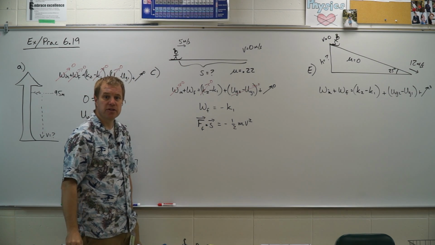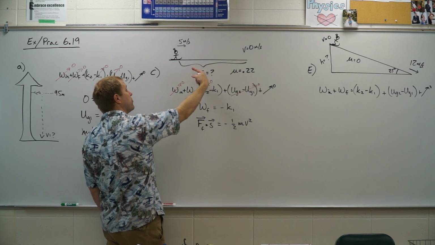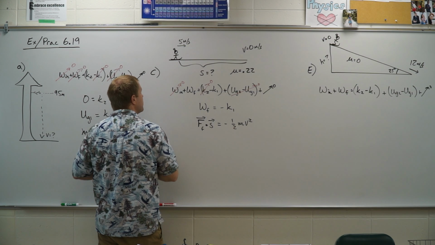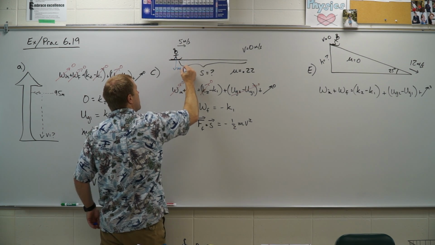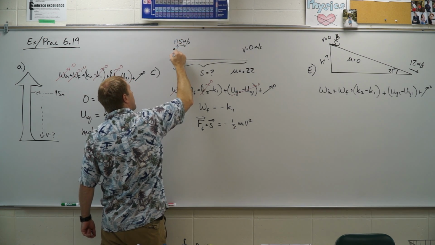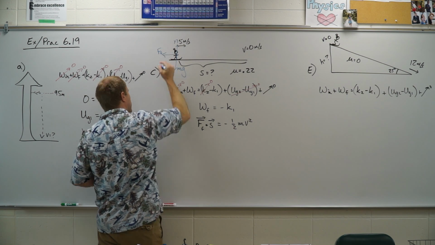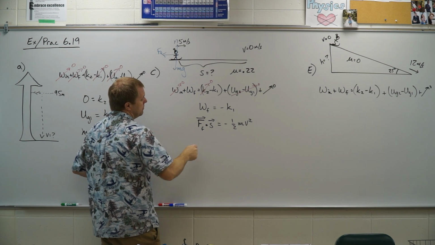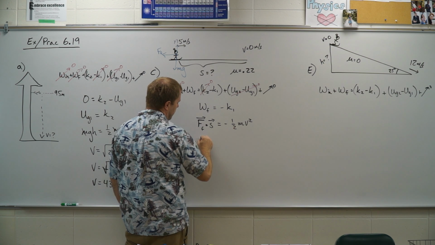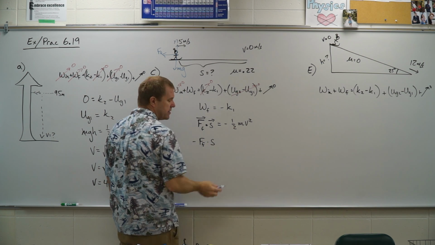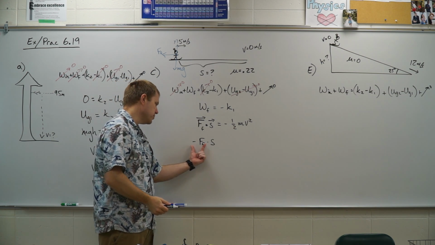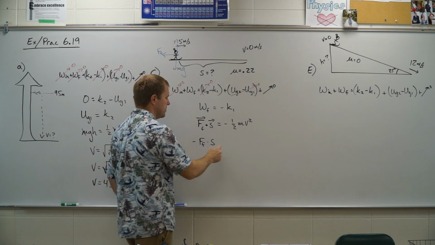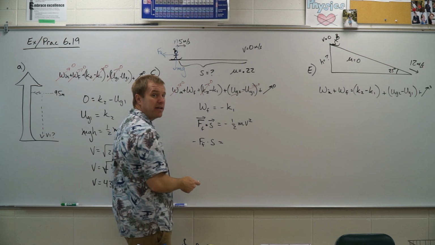Notice these are vectors, so I need their direction. The force of friction is pointing to the left. If I was going to draw a free body diagram here, I have mg, I have a normal force, and I have friction. So I have a negative force of friction times S. I've just put in the directions on those two forces. The S is positive. Start making my substitution.